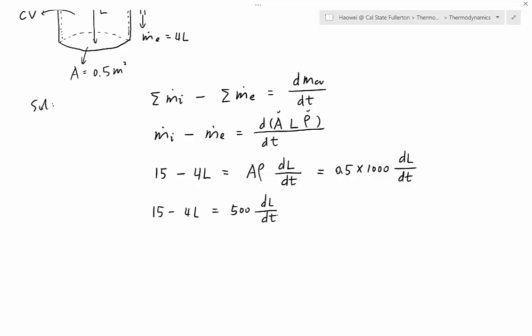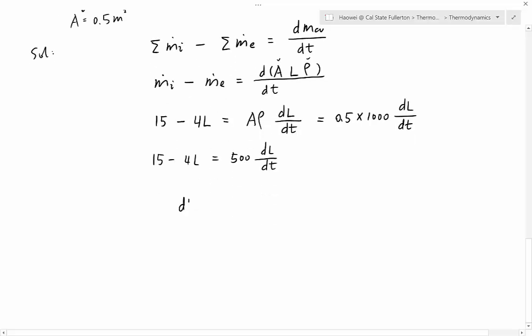And the way we solve an ODE is by separation of variables, meaning you move everything regarding L to one side and everything about t to the other side. So let's do the algebra. We move dt to one side and everything else to the other side. It's 500 over 15 minus 4L times dL. This step is purely algebra. Move the two variables into each side.